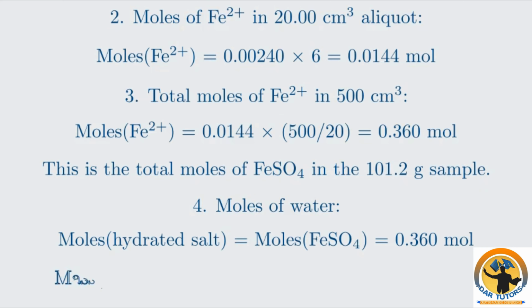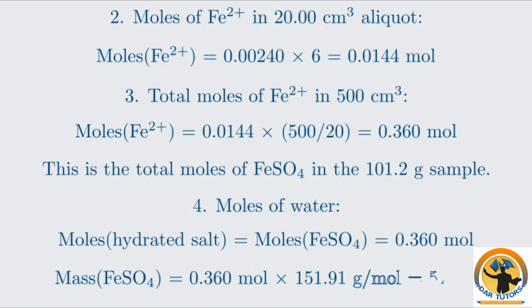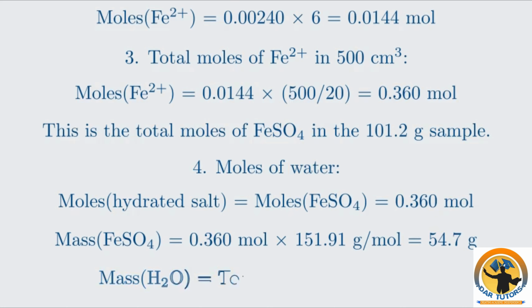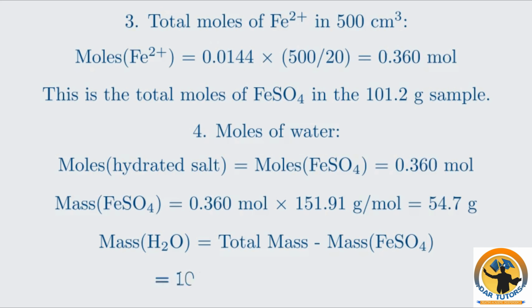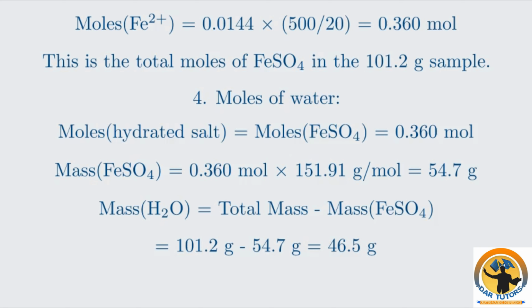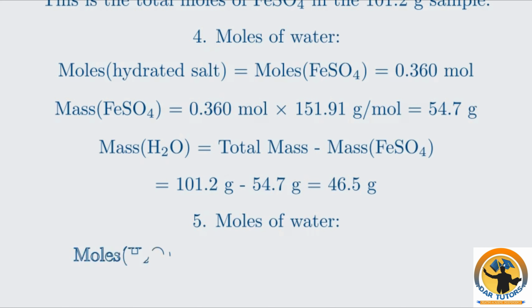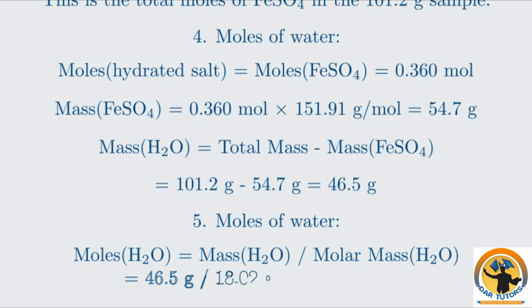The moles of pure FeSO4 has a mass of 0.360 moles times 151.91 grams per mole, which is 54.7 grams. The difference between the total mass of the hydrated salt and the mass of the anhydrous salt is the mass of the water. 101.2 minus 54.7 is 46.5 grams of water. Fifth, we convert this mass of water to moles. 46.5 grams divided by the molar mass of water, 18.02 grams per mole, gives us 2.58 moles of water.